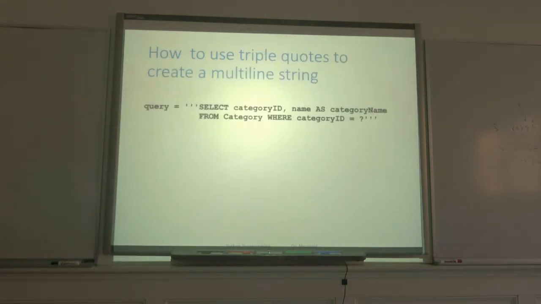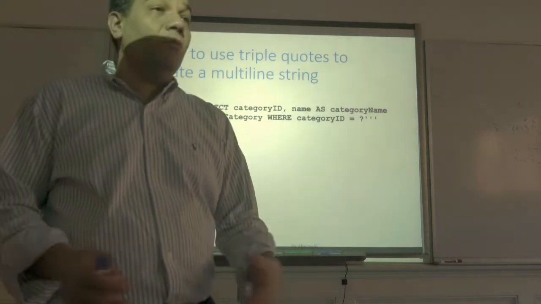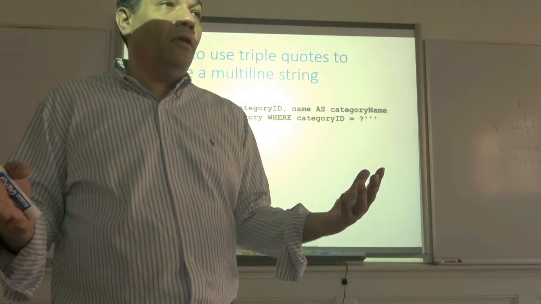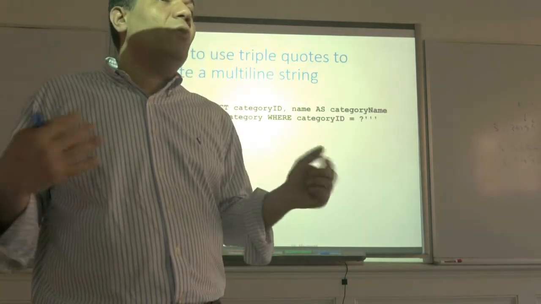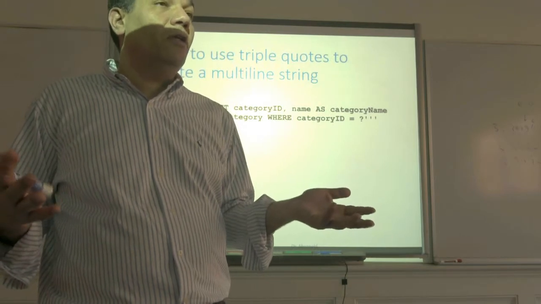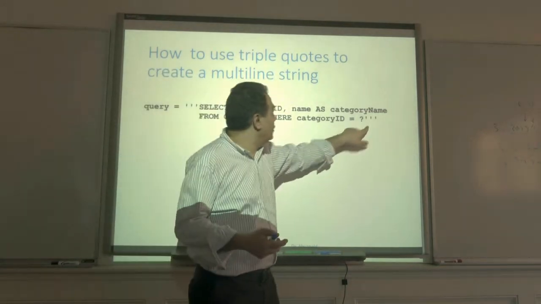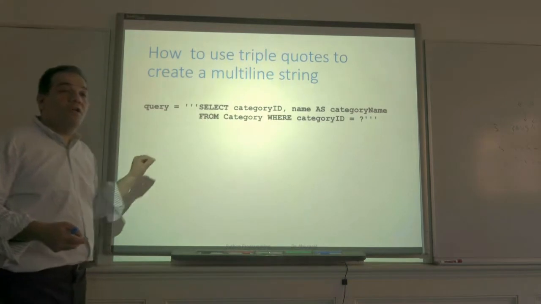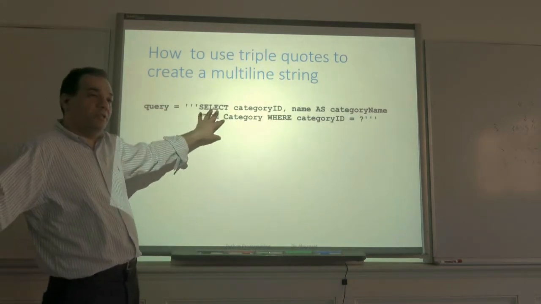When we deal with databases, we're going to pass queries. What is a query? It's a multi-line string. So how can we create a multi-line string? By having 3 quotes and 3 quotes. This is one string, which could be used to preserve the lines.